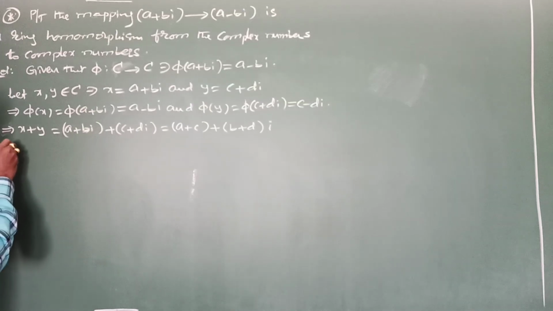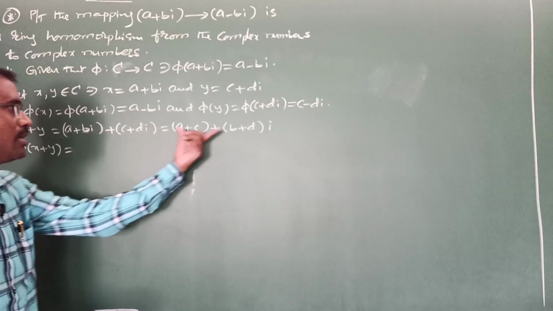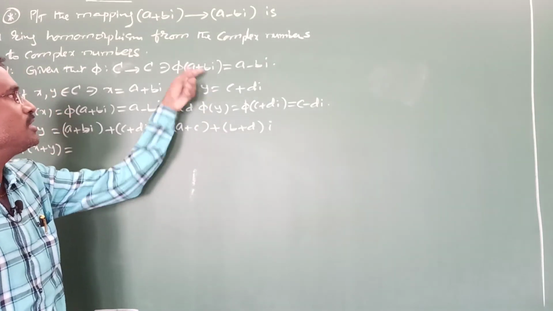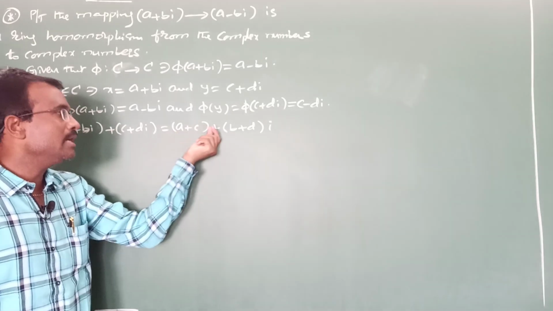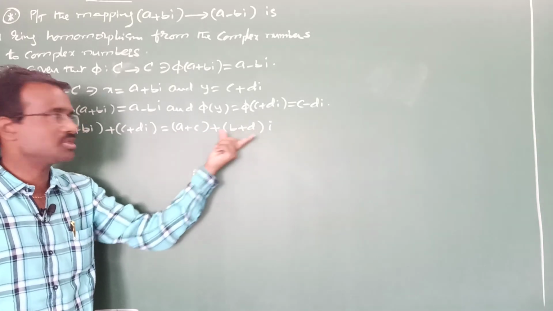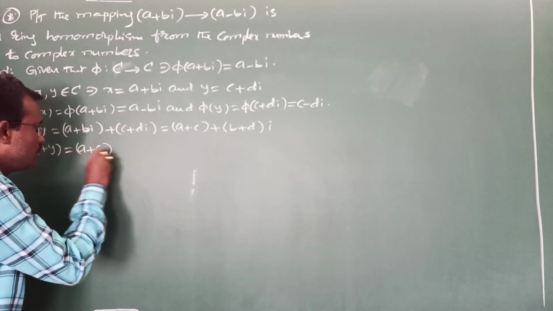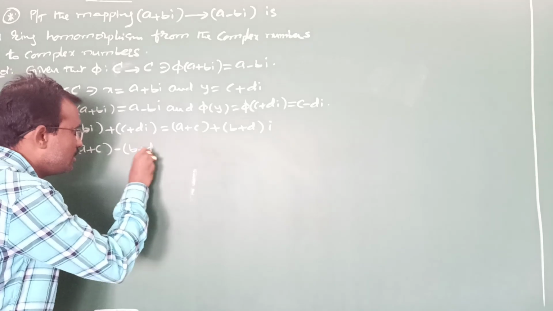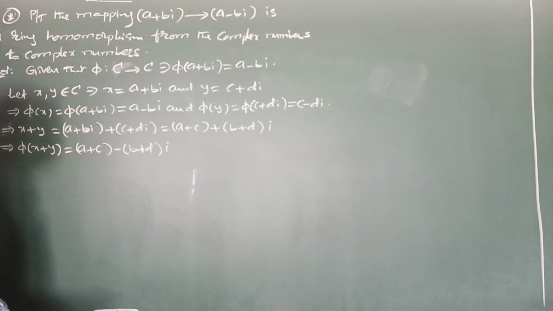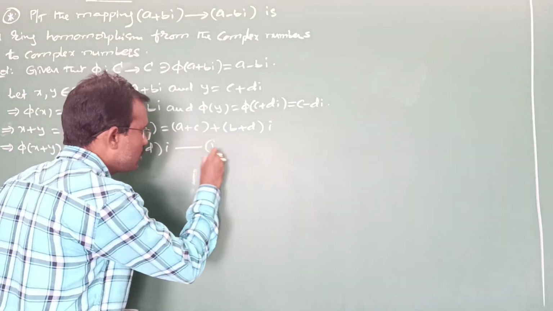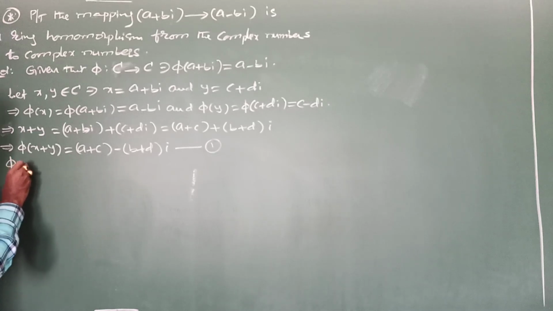Now let us go for phi of x plus y. It is actually phi of this thing. Basically phi of this is what? A minus bi, like that. Phi of this is a plus c minus of b plus d into i. Just I am using the phi definition here. It should be a plus c minus b plus d into i. Directly I proceed, right? This is phi of x plus y. Let it be relation number 1, keep aside. Separately find phi of x plus phi of y.